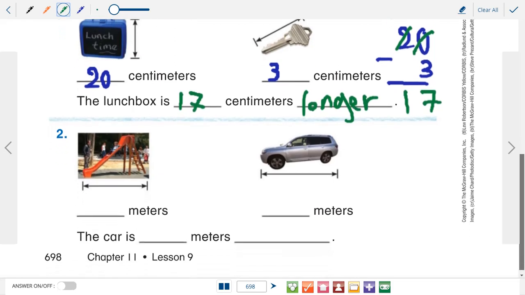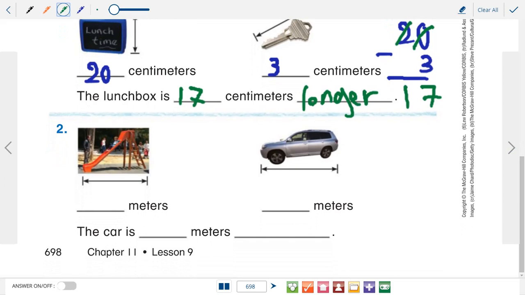Okay. Let's see the next question. We have a slide board and a car. Let's say that the length of the slide board is 2 meters and the car is 3 meters. So the car is, after is, we write the difference. 3 minus 2, and it is easy, it equals 1. So 1 meter. Longer or shorter? Is the car longer or shorter than the slide board? Yes, it is longer.